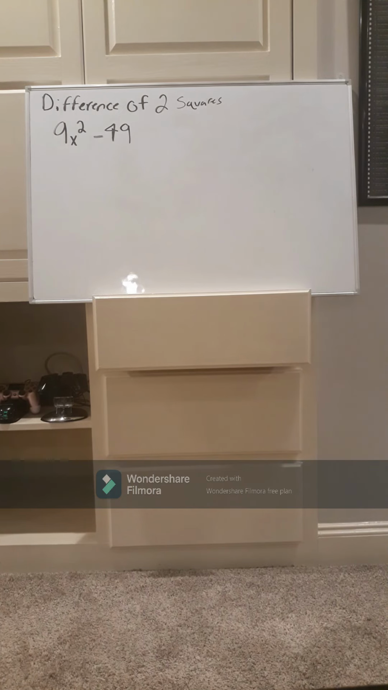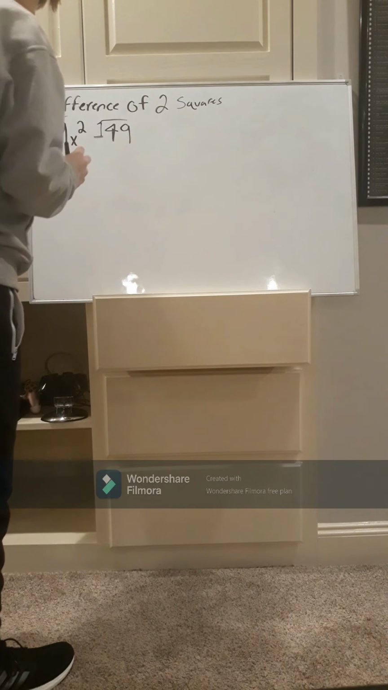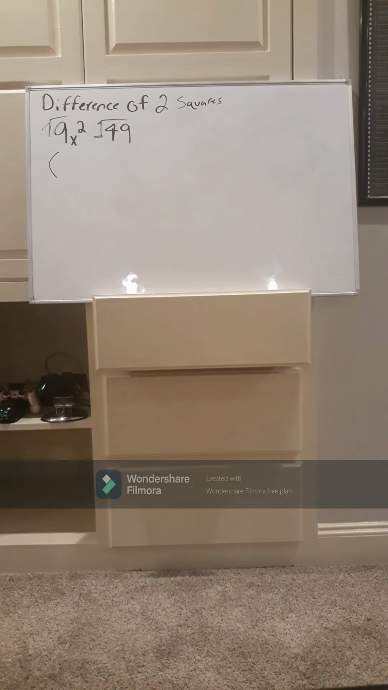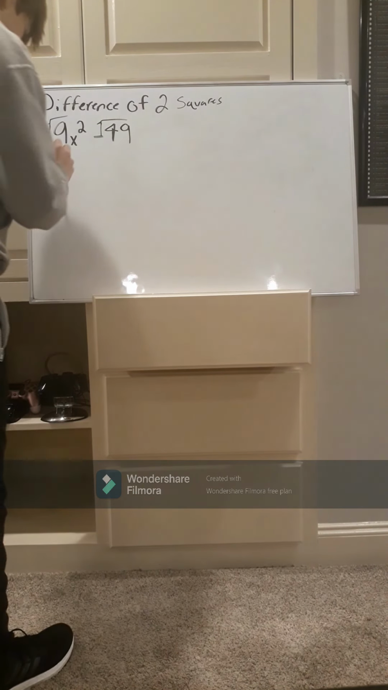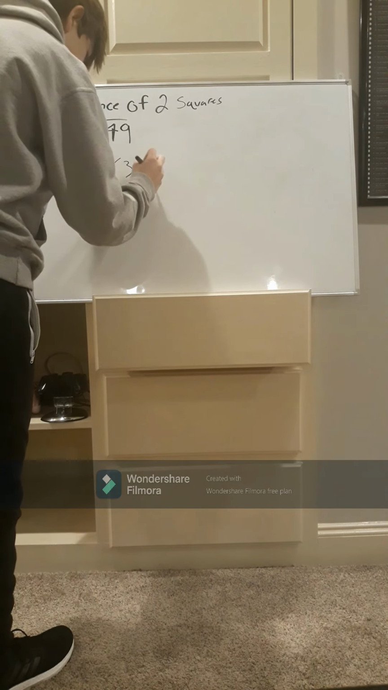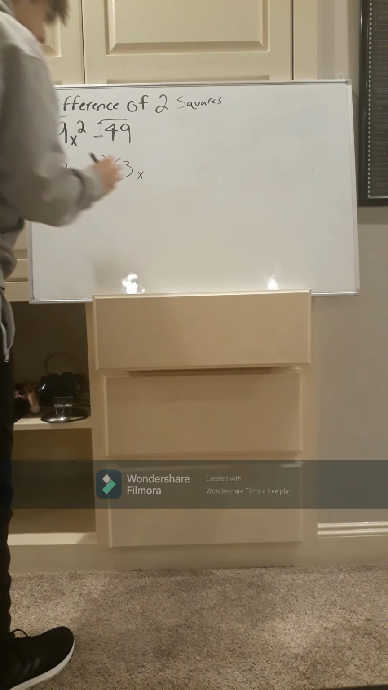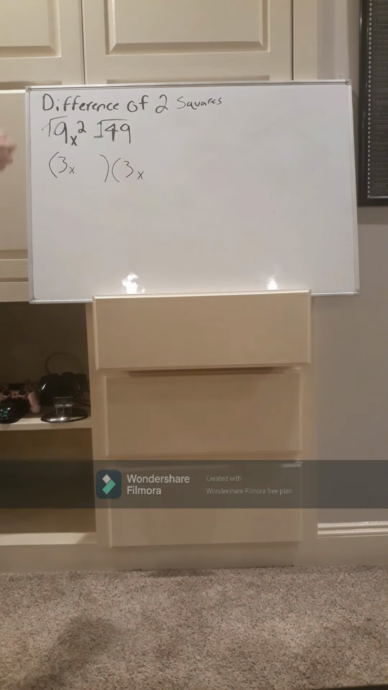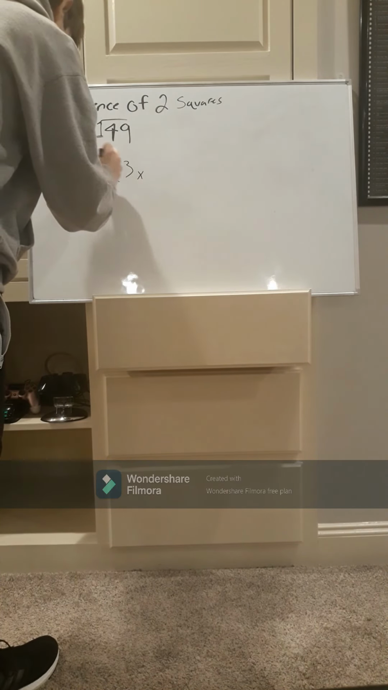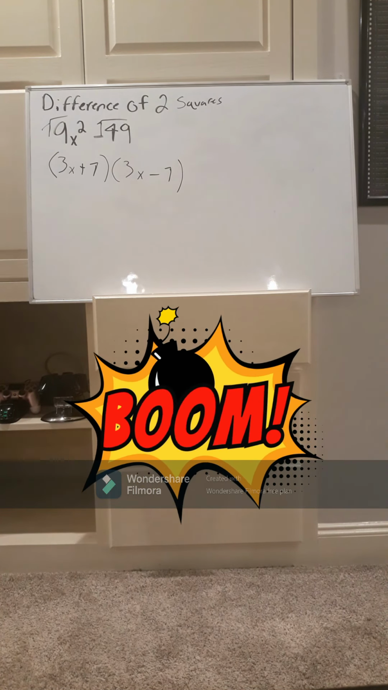Yo, today we're going to be finding the difference of two squares. First things first, we need to square root each side. This will be easy because both of these are perfect squares. So the square root of 9 is 3. The square root of x squared is x. And the square root of negative 49 is positive 7 and negative 7. It's that easy.